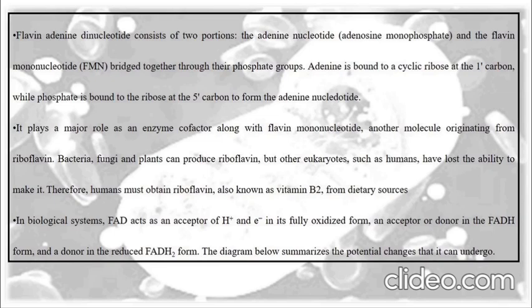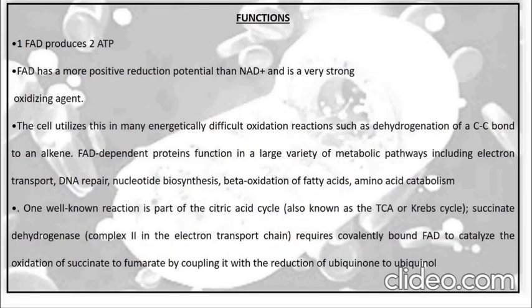In biological systems, FAD acts as an acceptor of H plus and electrons in its fully oxidized form, as an acceptor or donor in the FADH form, and as a donor in the reduced FADH2 form. The functions: 1 FADH2 produces 2 ATP. FAD has a more positive reduction potential than NAD plus and is a very strong oxidizing agent. The cell utilizes this in many energetically difficult oxidation reactions such as dehydrogenation of a carbon-carbon bond to an alkene. FAD-dependent proteins function in a very large variety of metabolic pathways including electron transport, DNA repair, nucleotide biosynthesis, beta oxidation of fatty acids, and amino acid catabolism.